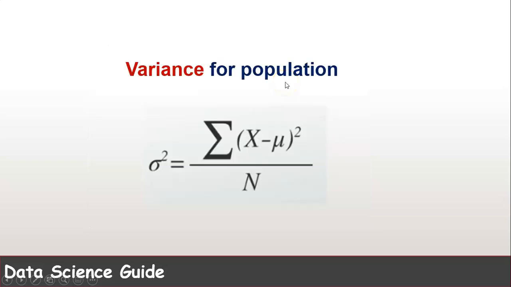Variance for population can be calculated by subtracting the mean from each value in the data set and squaring each result that you got. Find the sum of these values and divide by n, where n is the total number of the population. And find the square root of the variance to get the standard deviation.